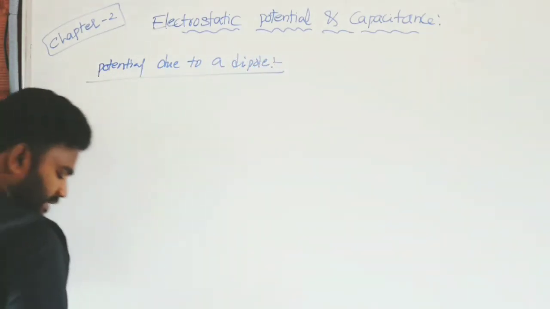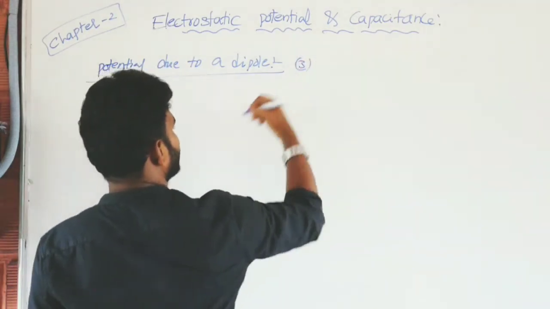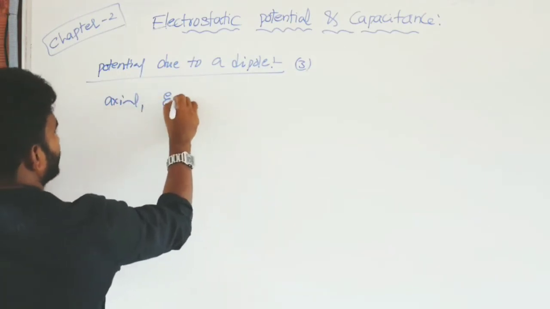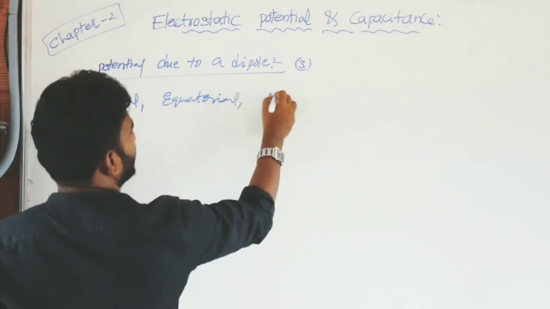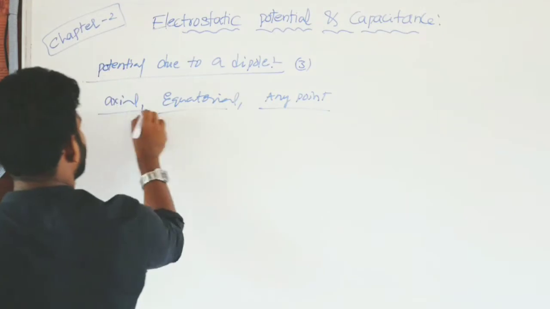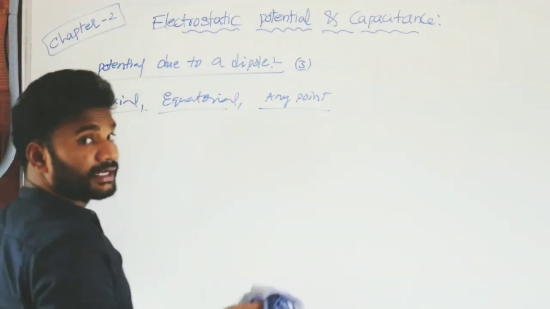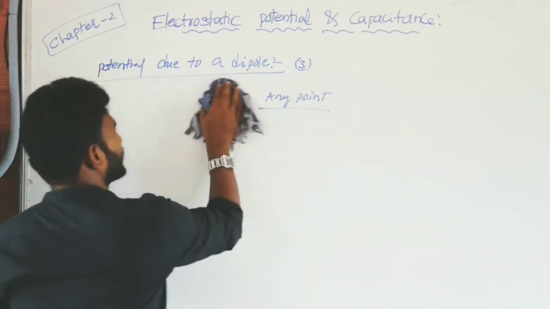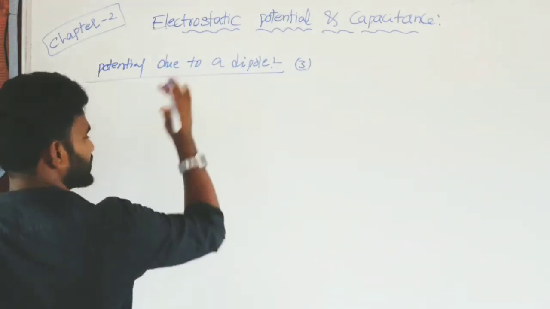So far we have discussed electric field due to a dipole. How many situations have we discussed? Three situations we have discussed. What are they? Axial, equatorial, and then any point. Did you remember them? So these are the three situations in which we discussed finding the electric field. Now we are discussing the case of potential. Okay, fine. Let me consider first the potential due to a dipole. This is the title.